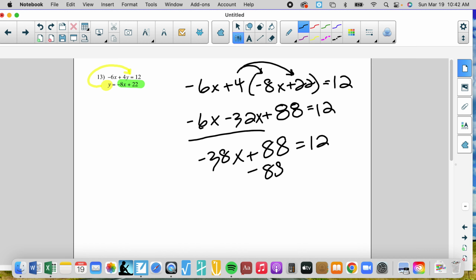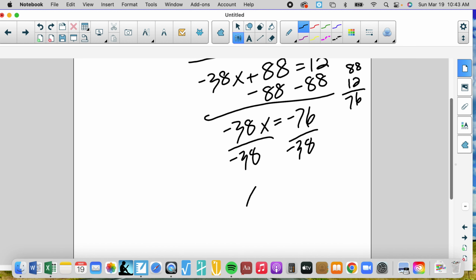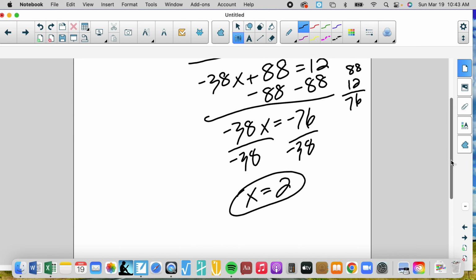Let's subtract 88. Negative 32x equals, so when the signs are different, we're going to take the smaller from the bigger. That gives me 6, that gives me 7, and I have more negatives than positives. I'm going to divide by negative 38, and divide by negative 38, and I get x equals, all right, 76 over 38. Well, that's actually 2. 38 and 38 makes 76. So my x value is 2.